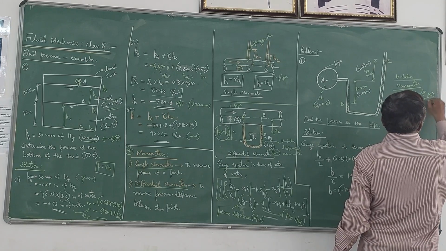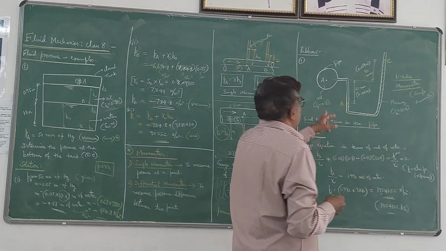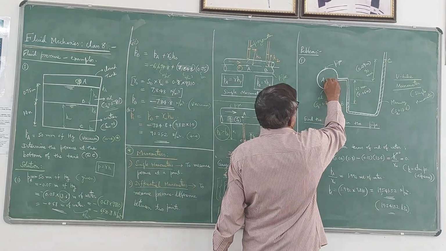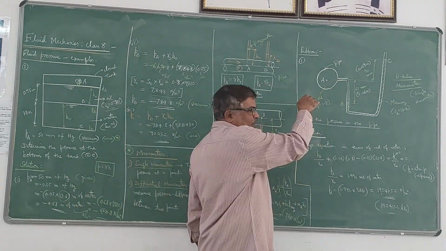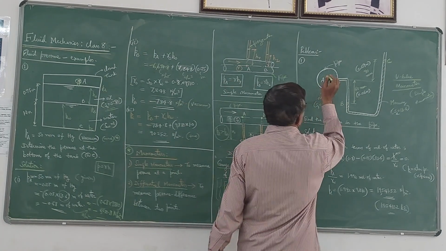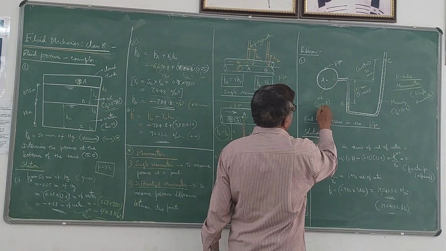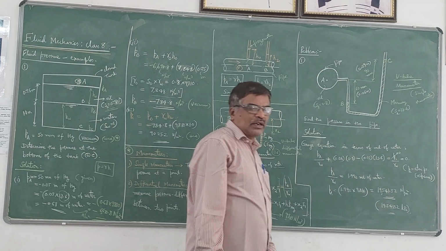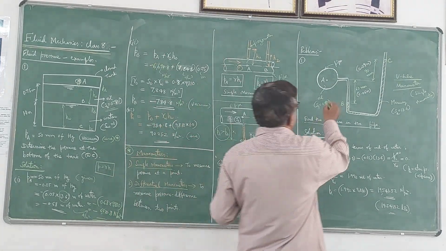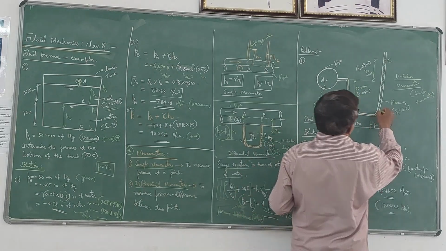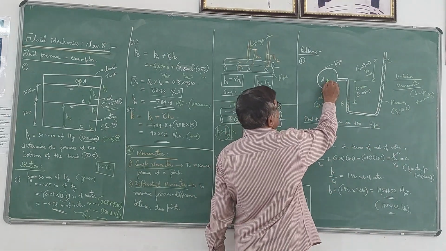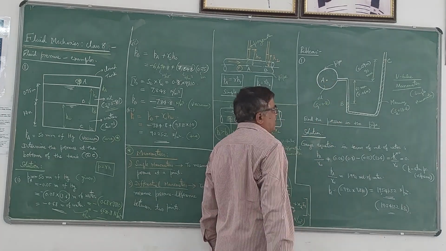So in this problem, there is a pipe here. Cross section of the pipe is given. So some oil is flowing through this pipe. Oil is flowing like this. The specific gravity of the oil is 0.8. It is lighter than water. For water it is 1. And that pipe is connected to a U-tube manometer to measure the pressure in the pipe. So pressure in the pipe is something called PA. PA we have to find out.